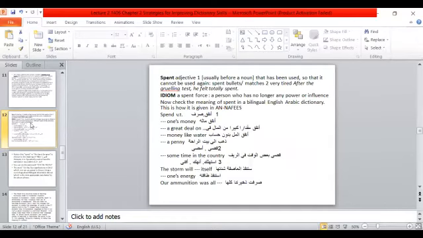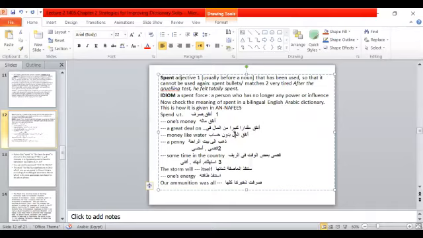Now check the meaning of spent in a bilingual English-Arabic dictionary. This is how it is given in النفيس. Spent, verb transitive, means أنفق أو صرف. وكمان بيدينا جميع الcollocations بتاعت كلمة spend. Spend one's money, spend a great deal on, spend the money like water, أنفق المال بدون حساب. Spend a penny، ذهب إلى بيت الراحة.